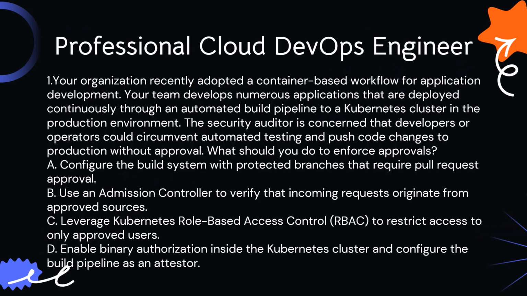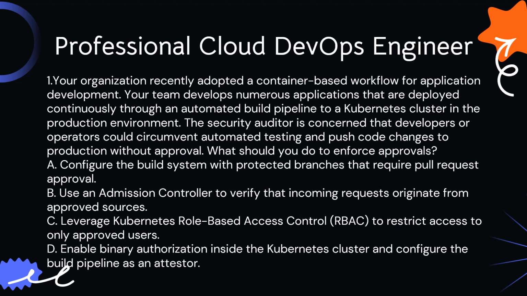1. Your organization recently adopted a container-based workflow for application development. Your team develops numerous applications that are deployed continuously through an automated build pipeline to a Kubernetes cluster in the production environment. The security auditor is concerned that developers or operators could circumvent automated testing and push code changes to production without approval. What should you do to enforce approvals?